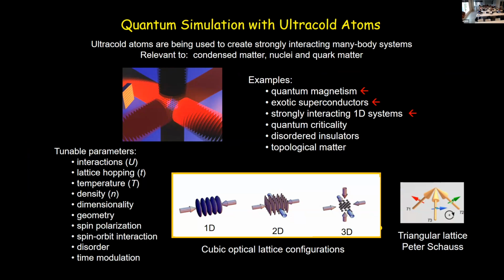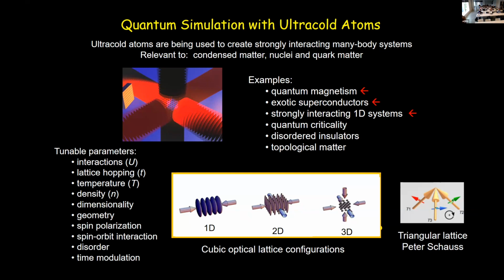This is why quantum simulation with ultra-cold atoms is interesting and productive. It's because the various parameters that define the system, things like dimensionality, density, temperature, the whole list of properties here on the left, I don't know if you can read in the back, things like lattice parameters, spin polarization, spin-orbit interaction, all of those things can be adjusted using cold atoms. And geometries can also be adjusted. This is just showing the possibilities with a cubic optical lattice.